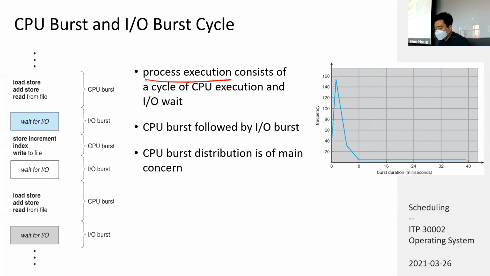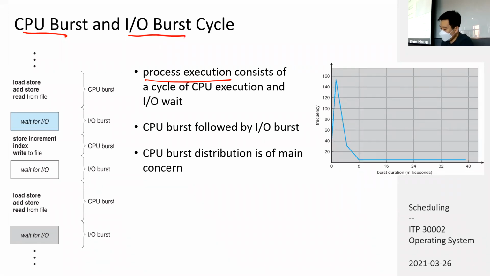And people characterize this. The system wants to understand it, and it would be good for the system to make accurate predictions of a process's behavior. Why? Because once we understand it, we can find a better chance of optimization. So people have conceptualized this pattern of process execution and coined the concept of the CPU burst and IO burst cycle.